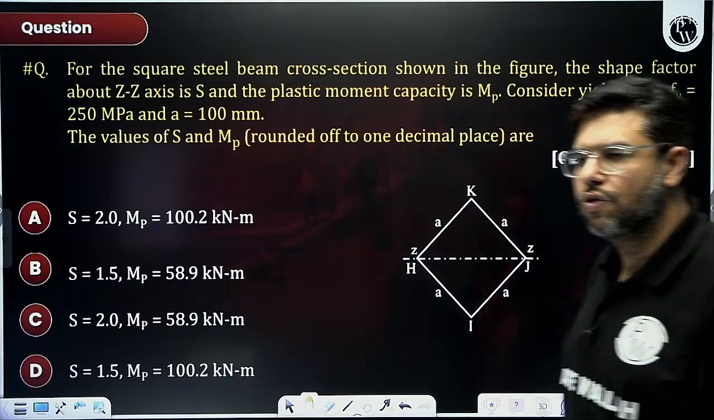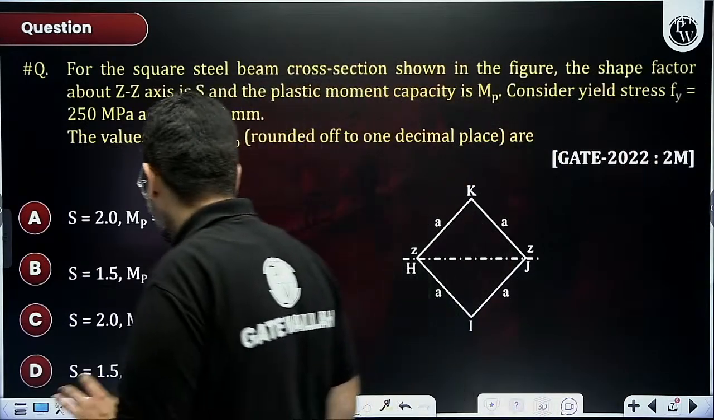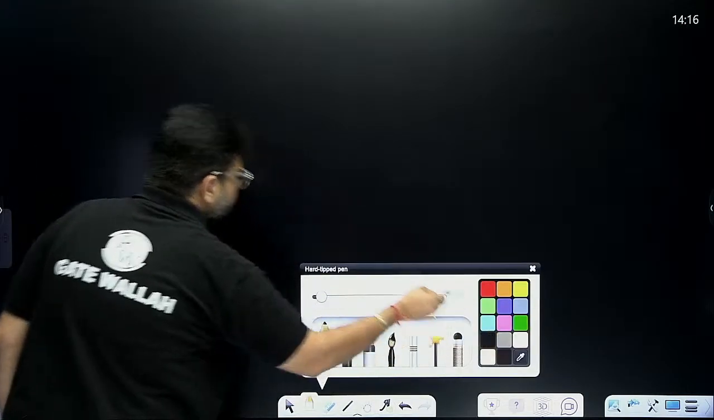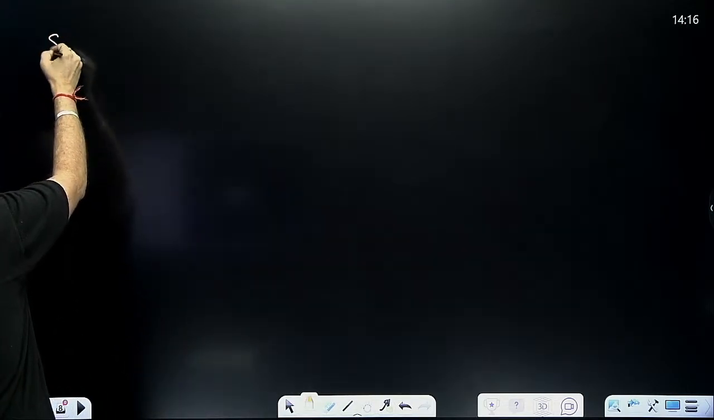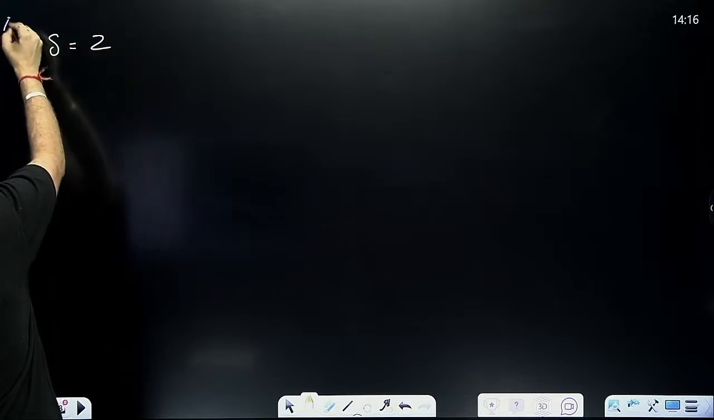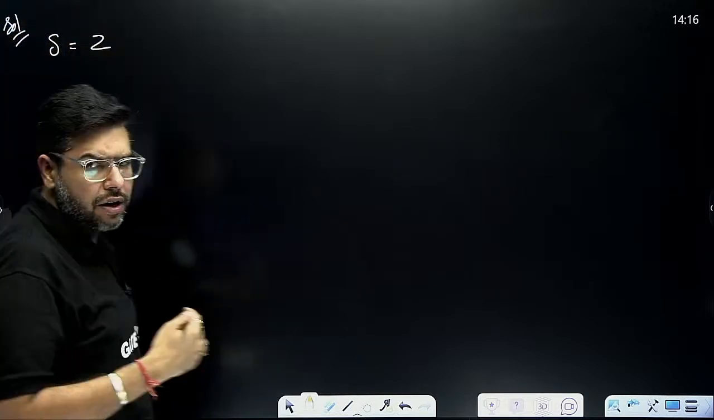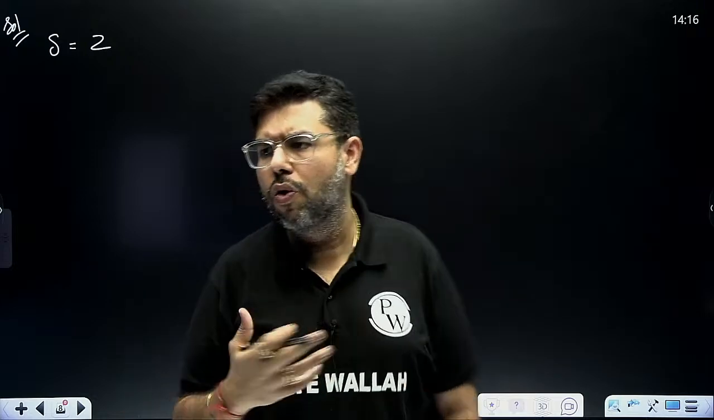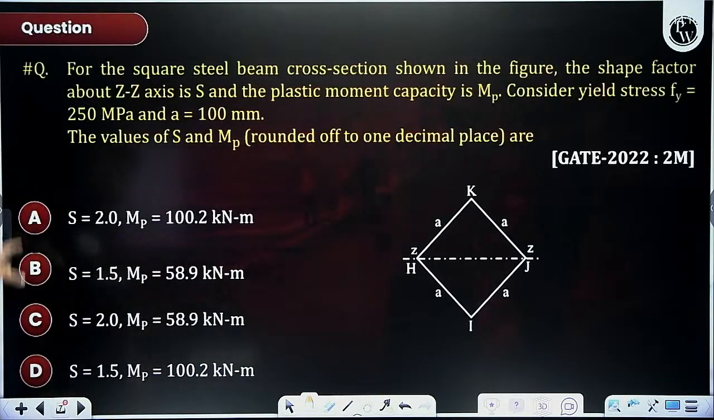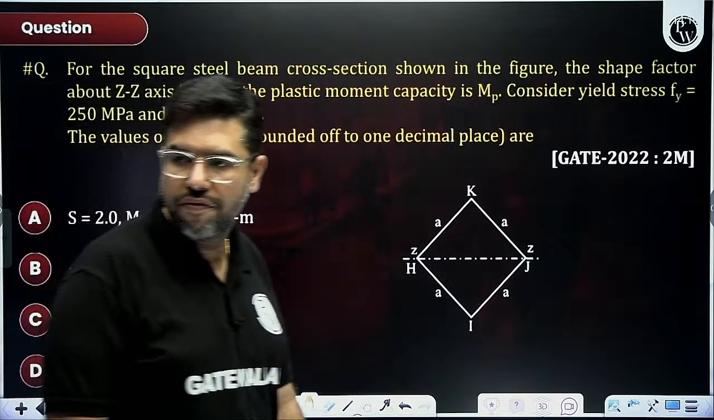Try to solve this question. Very simple. See, shape factor here is 2. I don't need to calculate this. Shape factor is not needed. Shape factor is 2, I already know. For diamond section, shape factor is 2. Do I need to prove this? No, no. Okay. Shape factor is 2. So either answer can be A or C, B can't be the answer.